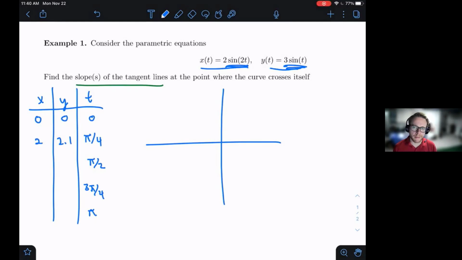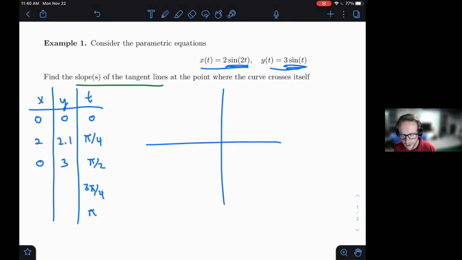Okay, if I plug in pi over 2 next, we can check that y is going to be 3, because again, sine of pi over 2 is going to be 1 times that 3 there. And 2 times pi over 2 is going to be pi. Sine of pi is 0. And when I multiply that by 2, well, we still get 0.